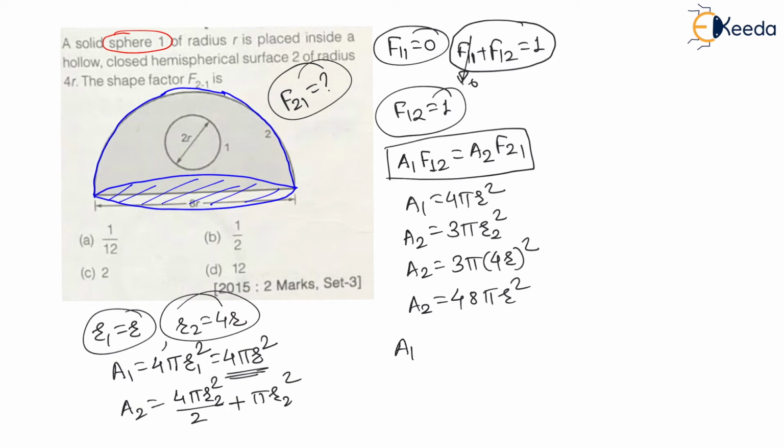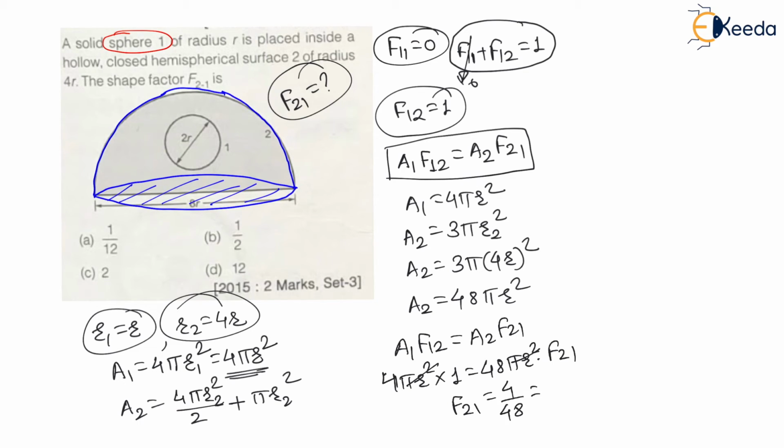Now let us use these areas in the reciprocal theorem. The reciprocal theorem is A1 F12 is equal to A2 F21. Therefore, area 1 is 4 pi r square, F12 is 1, is equal to area 2, 48 pi r square, into F21. Here pi r square will get cancelled. Therefore F21 will be equal to 4 divided by 48, which is equal to 1 divided by 12. This will be your answer, because F21 is what the question asks. So my dear students, your answer is option A, that is 1 by 12.